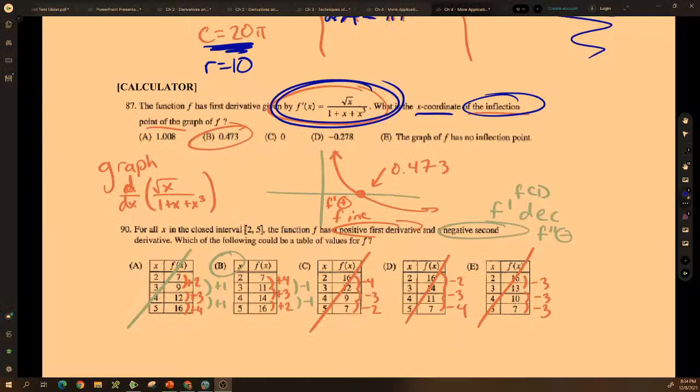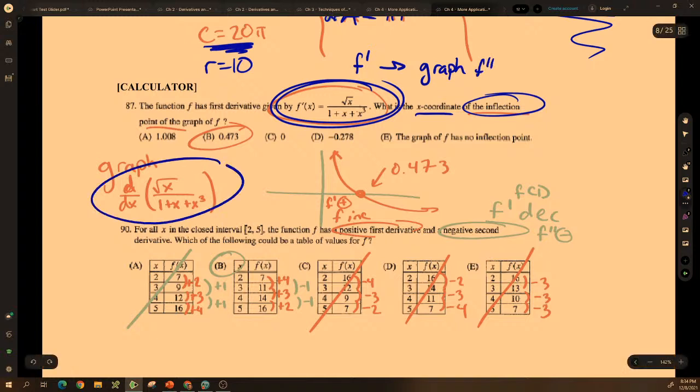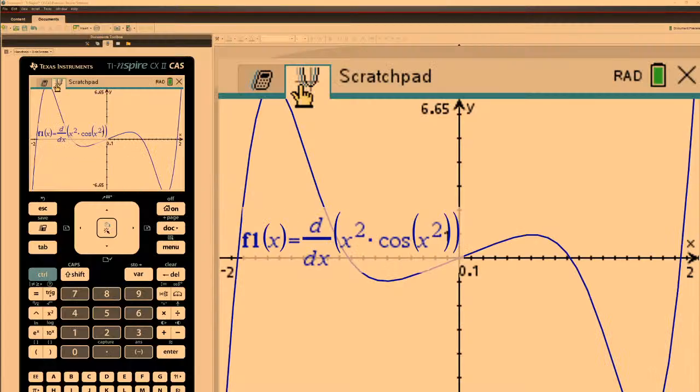Because they gave me f prime, right? That's what we were given, f prime. But to graph an inflection point, I want to graph f double prime. So I'm going to need to do the derivative, right? I need to graph the derivative of that. And on my graph, the last one we just did was also a derivative.